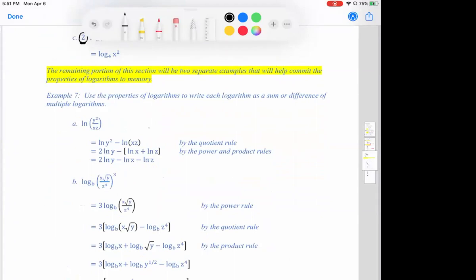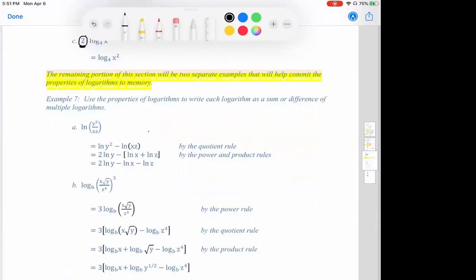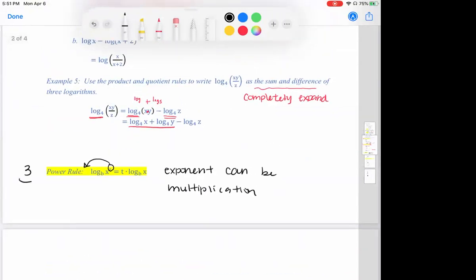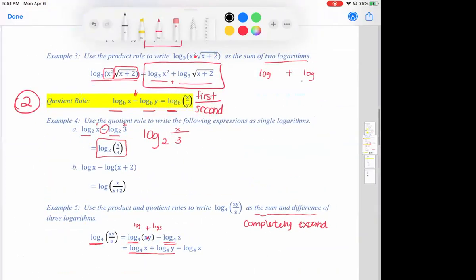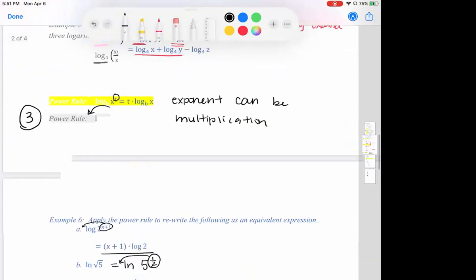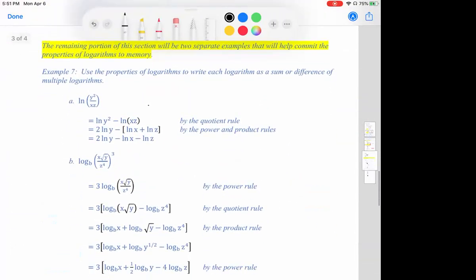Let's continue forward. The remaining portion of this section will be 2 separate examples that will help commit the properties of logarithms to memory. So if it's helpful, when you have some time before you start your homework, make sure you write down these 3 rules. Write down your power rule, write down a little piece of paper or post-it. Write down your quotient rule, and write down your product rule. Write down a note card or a flashcard, or just a little square of paper, because you're going to see them a lot. And if you have them handy just next to you, it makes it easier to work with.